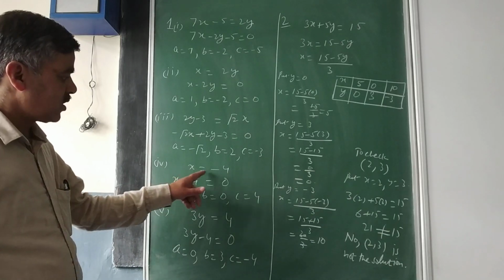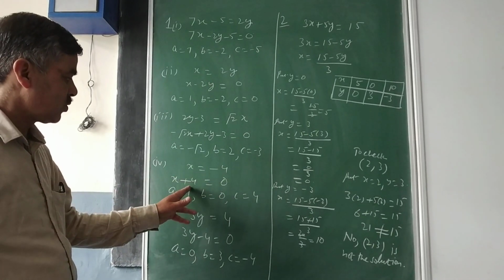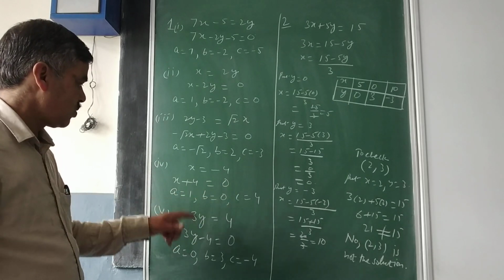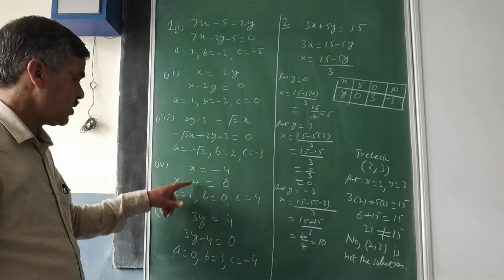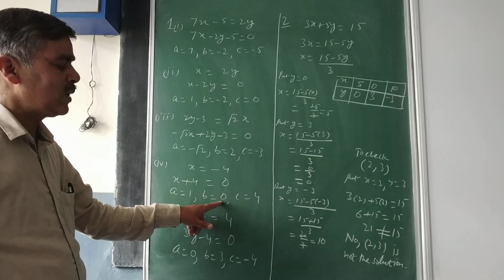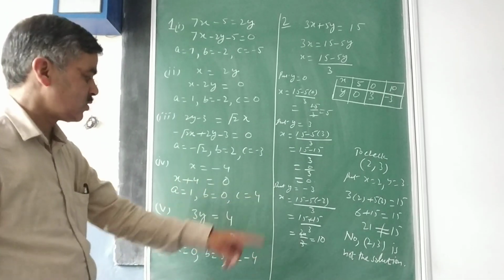Then equation was x is equal to minus 4. Shift this 4 to this side, x plus 4 is equal to 0. So here a is equal to 1, y is missing, so therefore coefficient of y, b will be equal to 0 and constant c is 4.